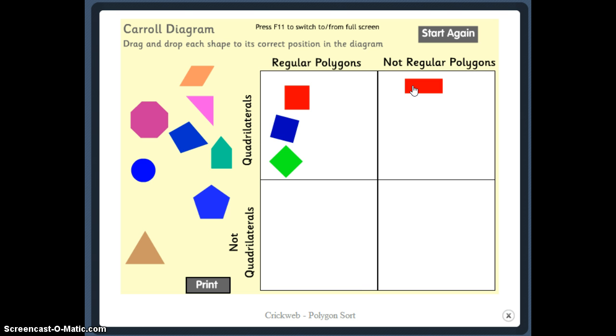Here we have the rhombus. What are you thinking? Take a second and pause for a moment and decide where you would put that rhombus. All right. So now that you're back, let's see. Is it going to be regular? Oh, it's bouncing back. So that must mean that it's not a regular polygon.